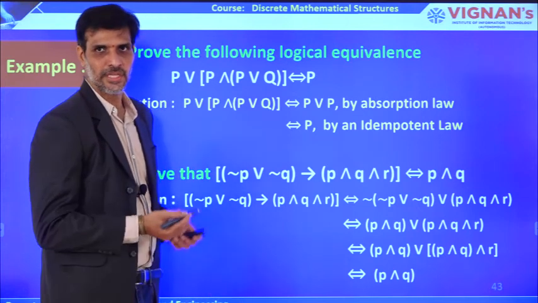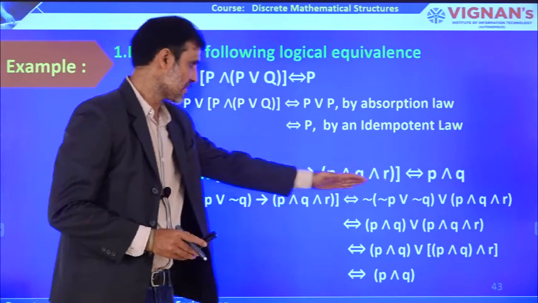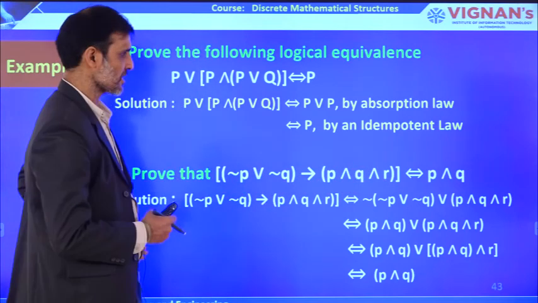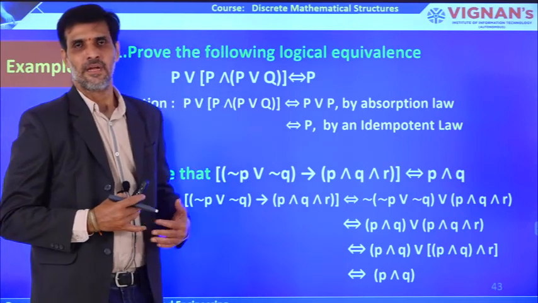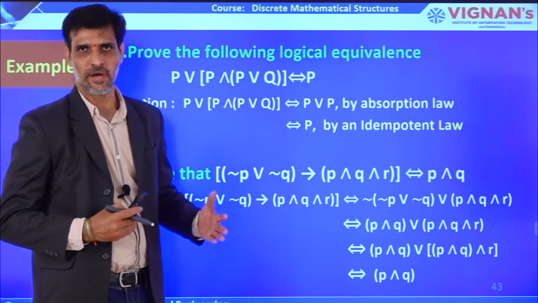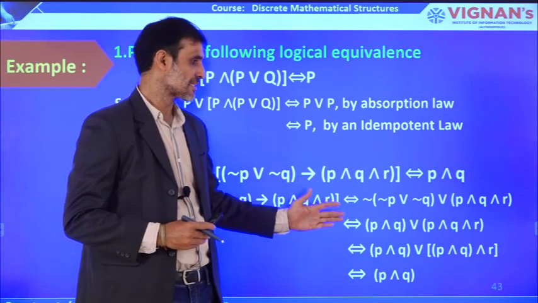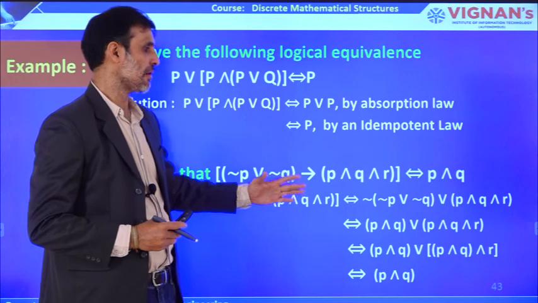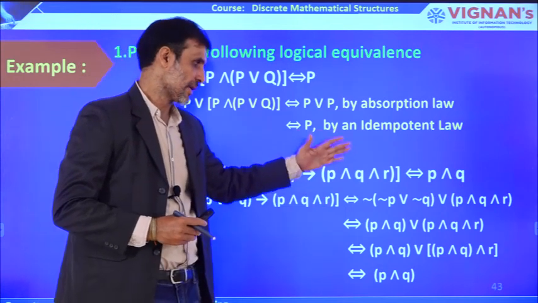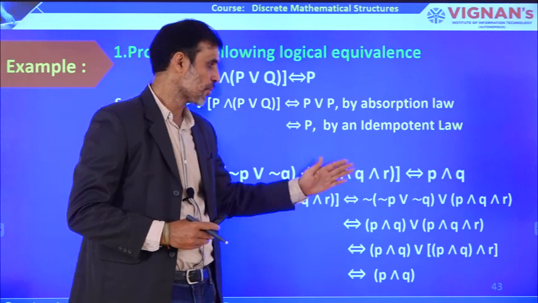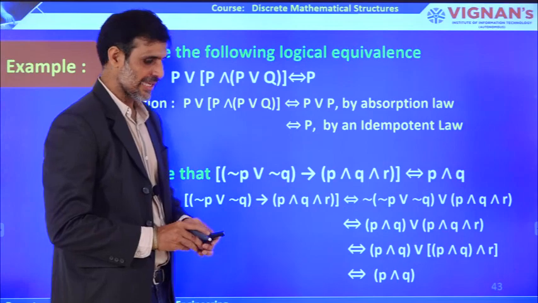Otherwise, if you don't know these laws, again what you need to do? Construct the truth table for this entire compound sentence on the left side and on the right side and check whether both are equal or not. So if you know the simple basic logical equivalence laws which we discussed, you can very easily prove that the two compound statements are logically equivalent.